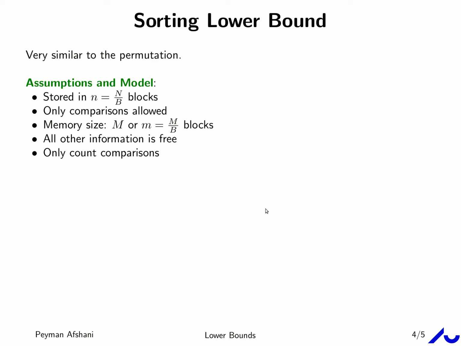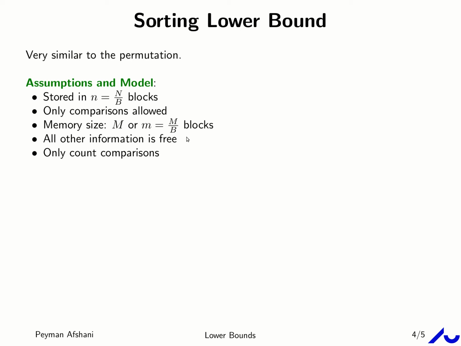Again, to be able to prove a lower bound, we need to have assumptions and the model of computation precisely stated. We assume that the input is stored in, again, small n blocks. We only allow comparison between different elements. Again, the elements are atomic. You cannot split them, you cannot encode them, or you cannot create them. You can only compare two different elements.